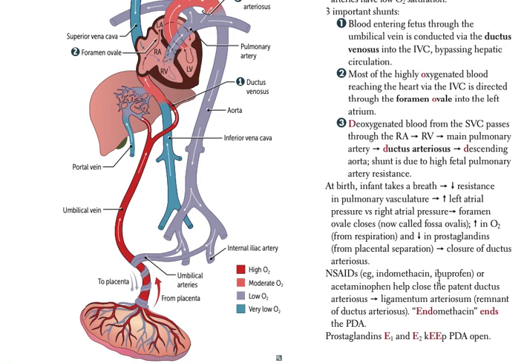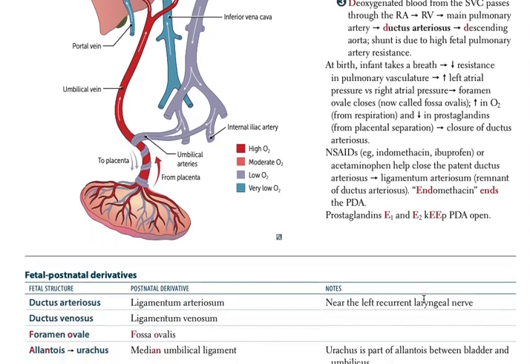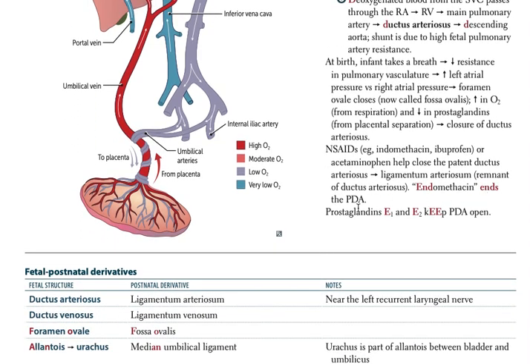NSAIDs like indomethacin, ibuprofen or acetaminophen help the closing of the patent ductus arteriosus, which becomes the ligamentum arteriosum, the remnant of the ductus arteriosus. Indomethacin ends the PDA, indomethacin. Prostaglandin E1 and E2 keep the PDA open. Keep is the E1 and E2 mnemonic.